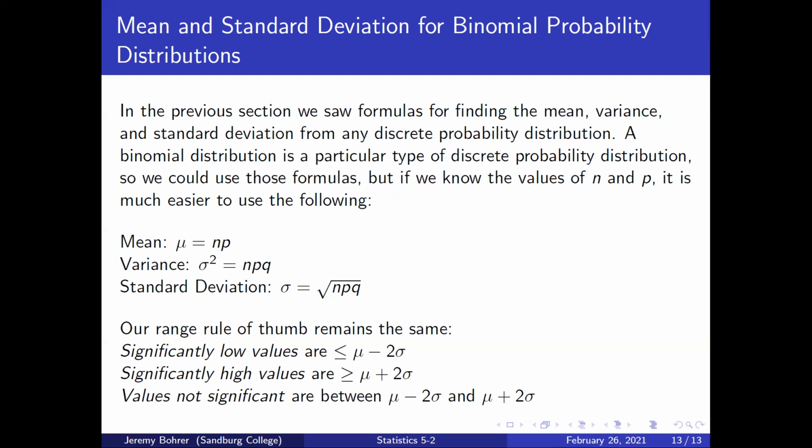Our range rule of thumb remains the same. Significantly low values are less than or equal to mu minus 2 sigma. Significantly high values are greater than or equal to mu plus 2 sigma, and values not significant are between mu minus 2 sigma and mu plus 2 sigma.